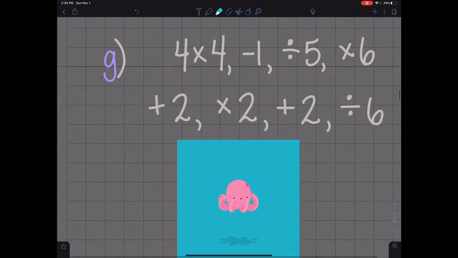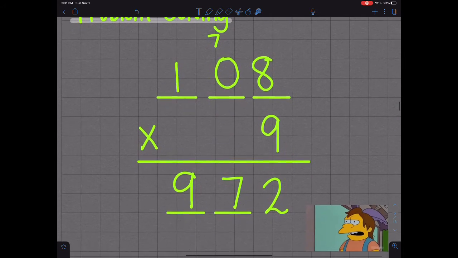G. For this one, here's what we're going to do. We're going to start with the number 4 times 4. Then subtract 1. Divide by 5. Multiply by 6. Add 2. Multiply by 2. Add 2. And then divide by 6. If you need me to repeat that, go ahead and rewind, but I'm going to move on to problem solving.